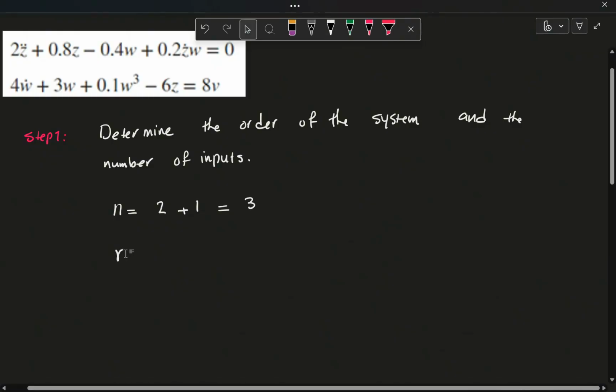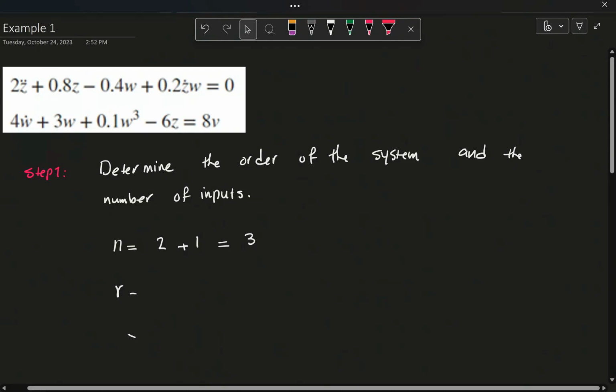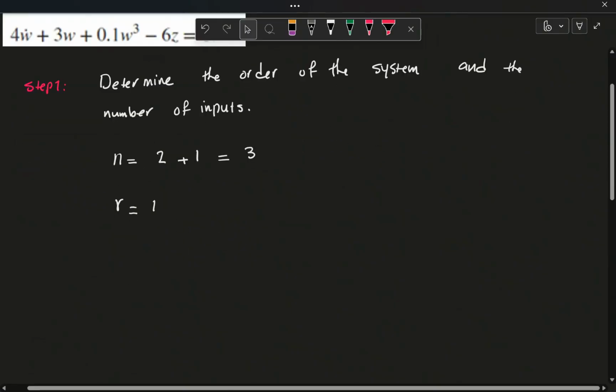Also, the number of inputs to the system: from the problem statement, they said that the input to the system is in fact v over here, and you're going to have only one input to this problem. Okay, so we are good here. Yes, we can navigate to step 2.